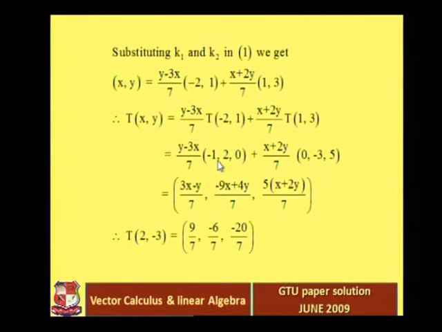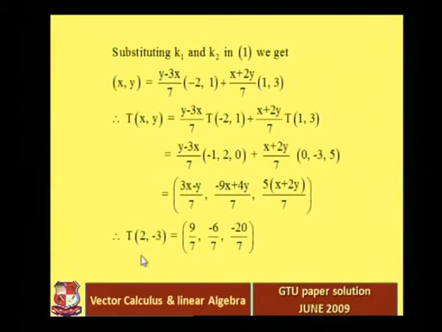Multiplying this in each coordinate, we get (3x minus y) upon 7, then (minus 9x plus 4y) upon 7, and then 5 into (x plus 2y) upon 7. So it's quite easy to solve this example. Now we also have to find T of (2, minus 3). So instead of x we put 2 and instead of y we put minus 3. So we get 9 by 7, minus 6 by 7, and then minus 20 by 7.